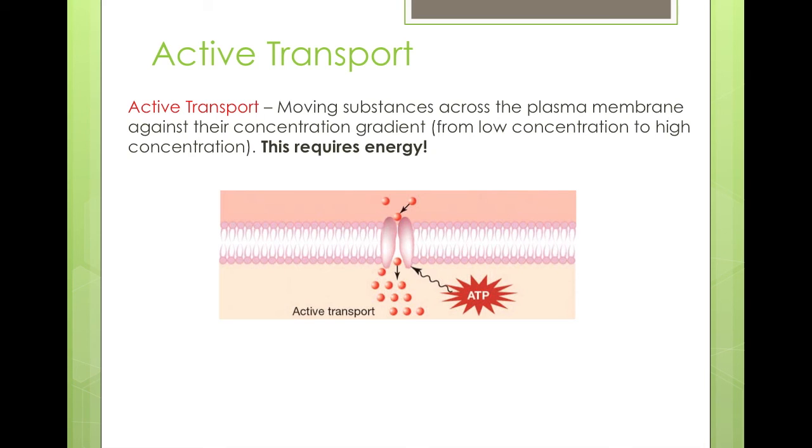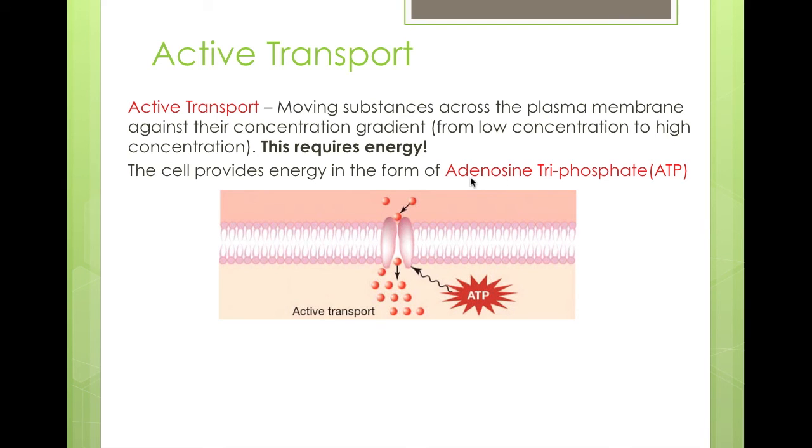And it requires energy in the form of a molecule called ATP, adenosine triphosphate. Okay, ATP is kind of the currency for cells, and it is the energy package that cells use as a bit of a monetary currency to function the way that they do.